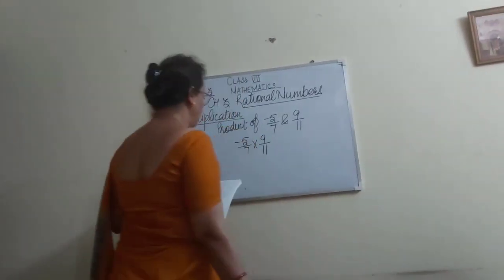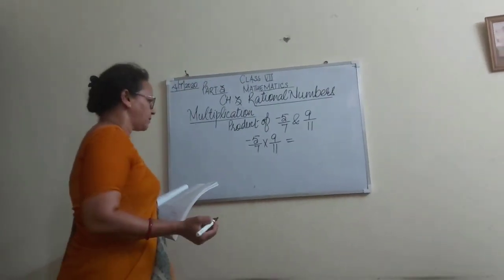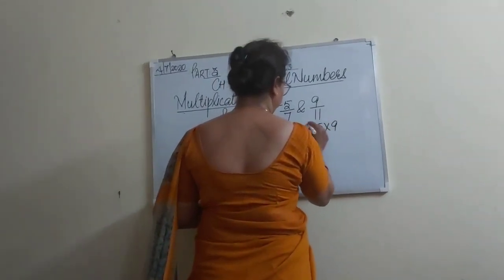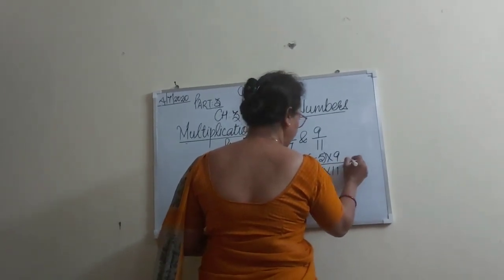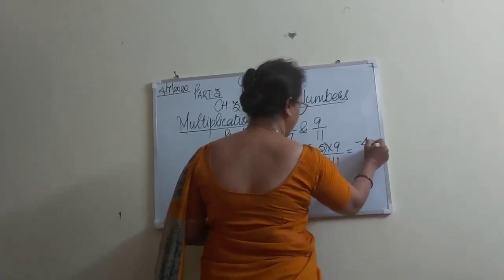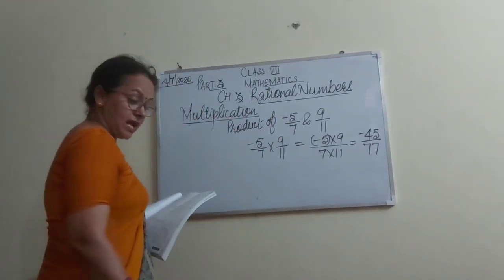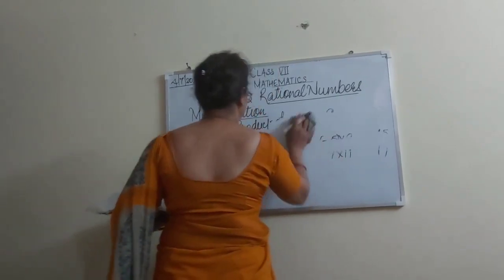What will we do? We will simply multiply, because the lower number is cancelled out. Okay. So minus 5 into 9 upon 7 into 11. What will it give us? Minus 45 by 77. That's right. Next, one more example I will tell you.